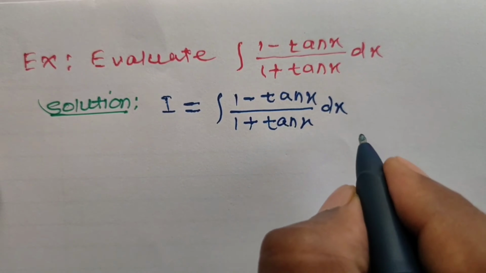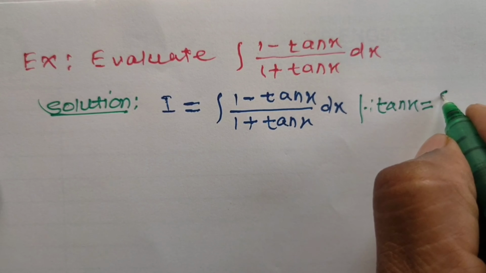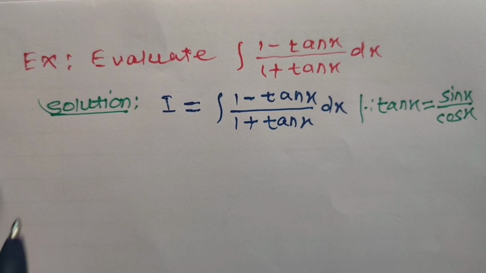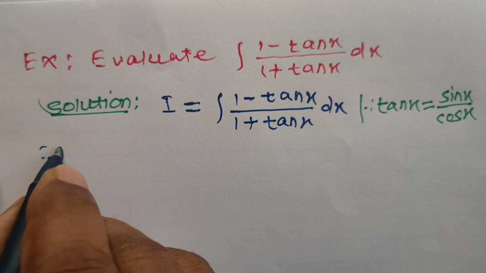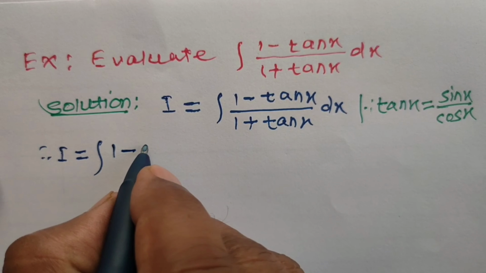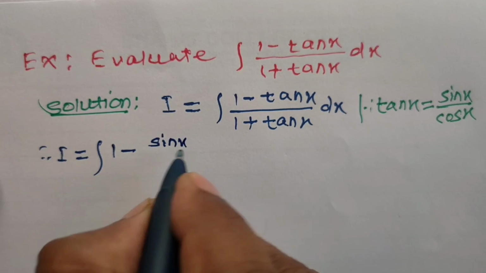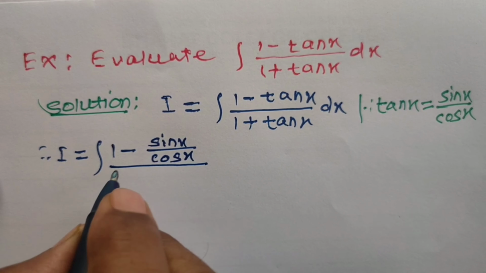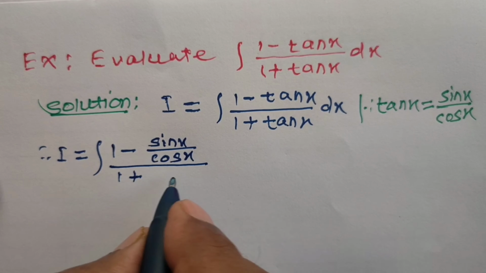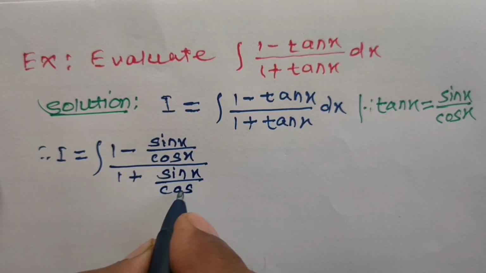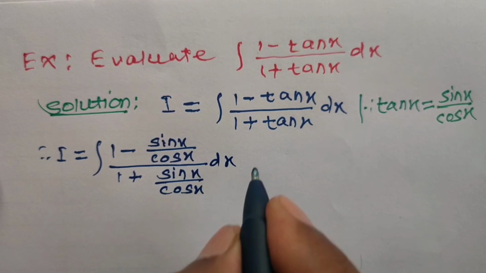But we know tan x is equal to the ratio of sin x with cos x. Hence, I is equal to integral of, replacing tan x by sin x upon cos x in numerator as well as in denominator, 1 minus sin x divided by cos x over 1 plus sin x divided by cos x, integral with respect to x.